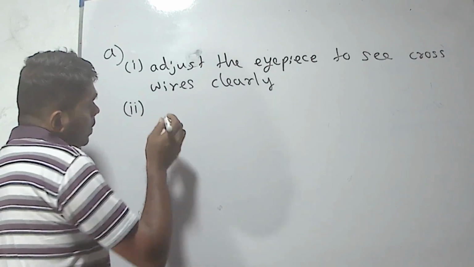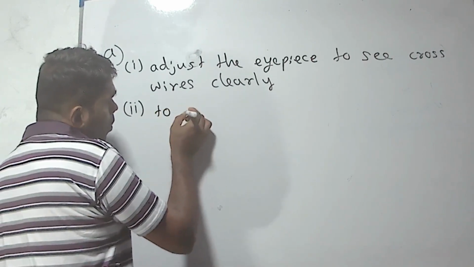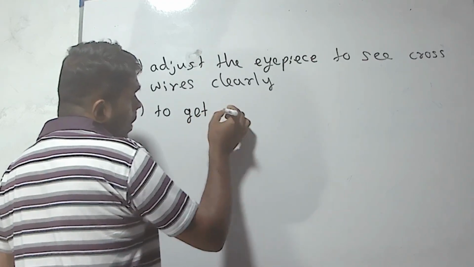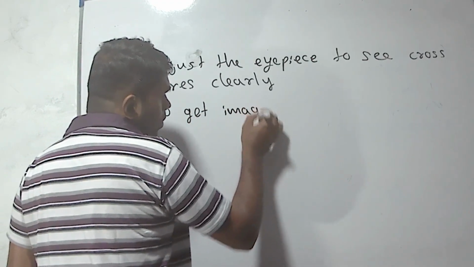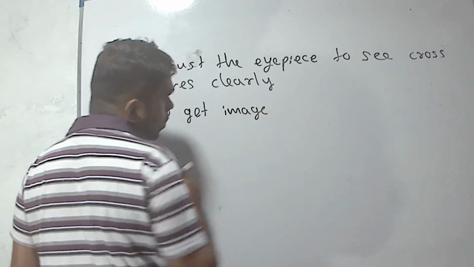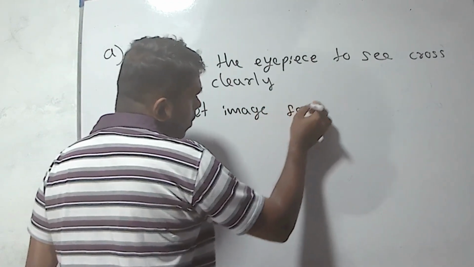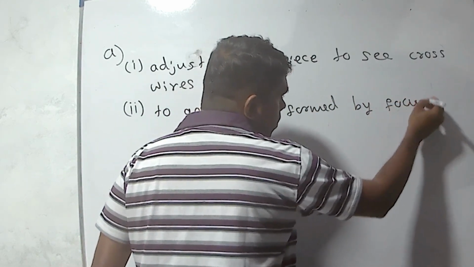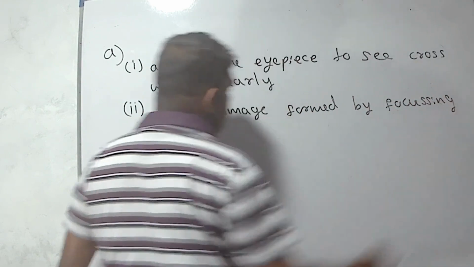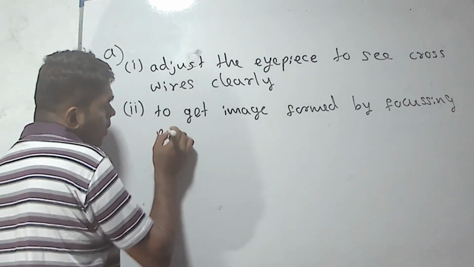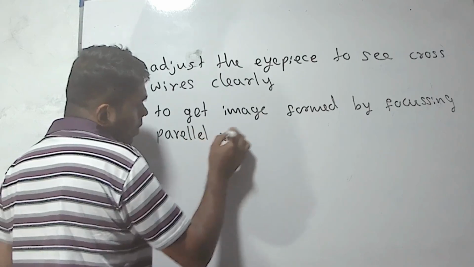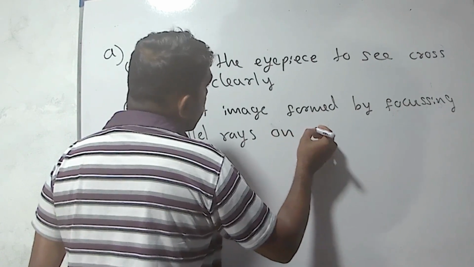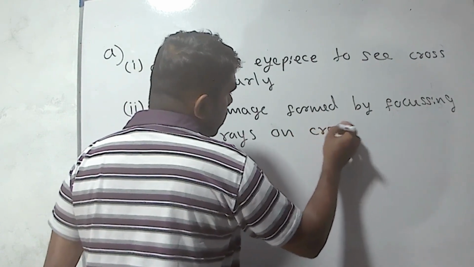We can write: to get the image formed by focusing parallel rays on the crosswires.